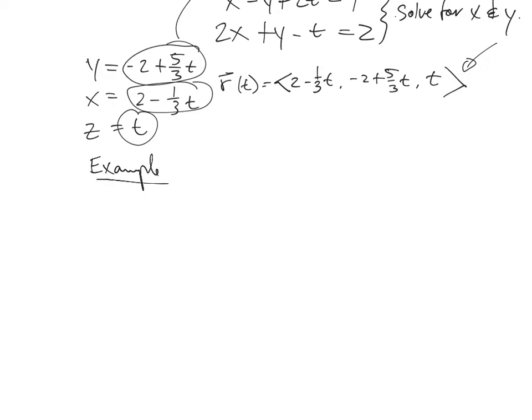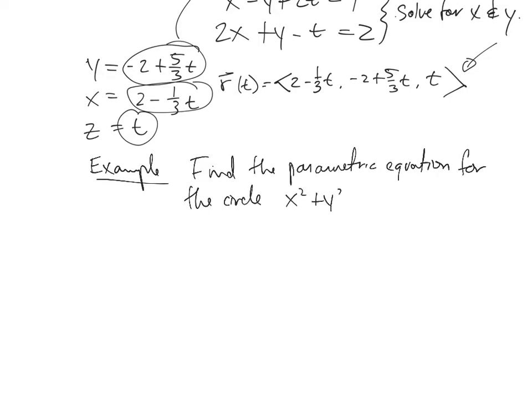Let's find the parametric equation for a circle. Okay, so there's the equation for, and we're just going to deal with two dimensions here, make our life simple. There's the equation for a circle that is centered at the origin and has a radius of a, correct? It's just the circle equation.